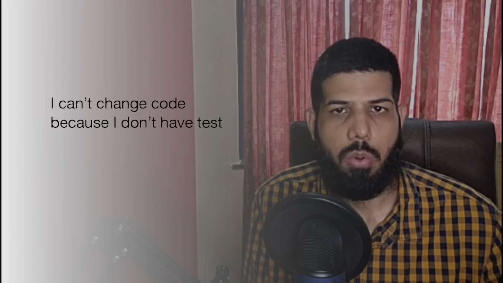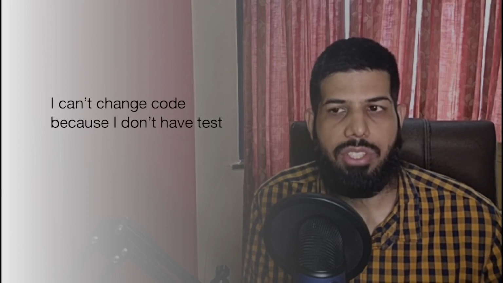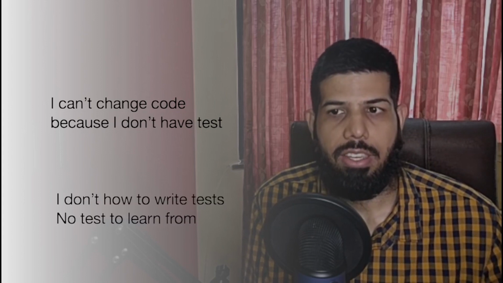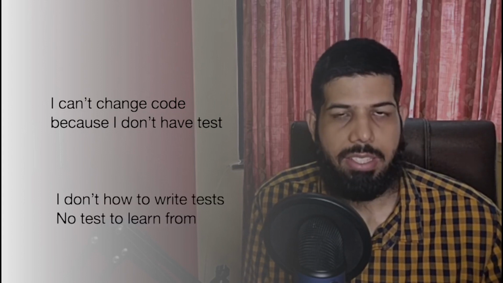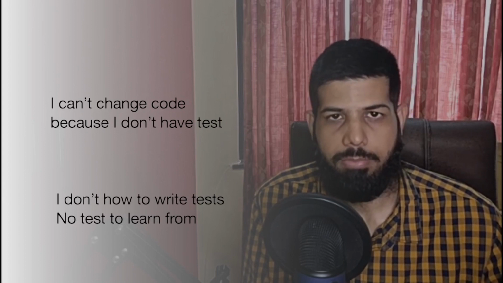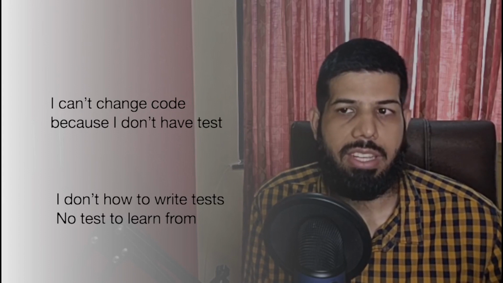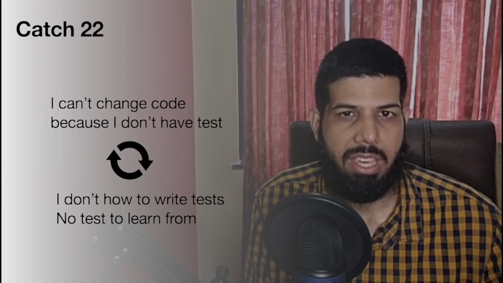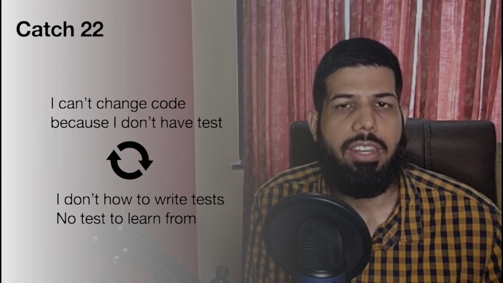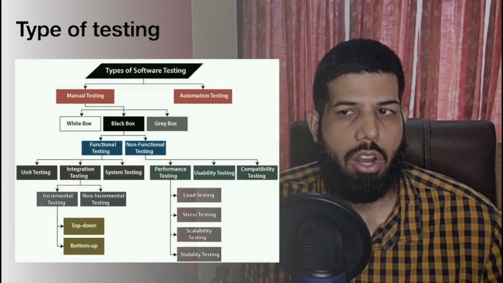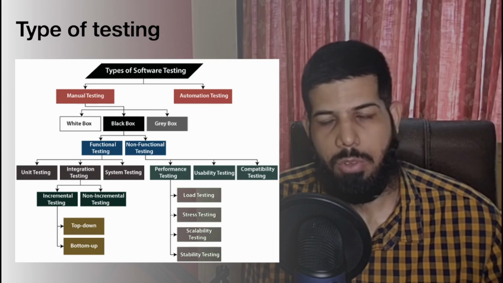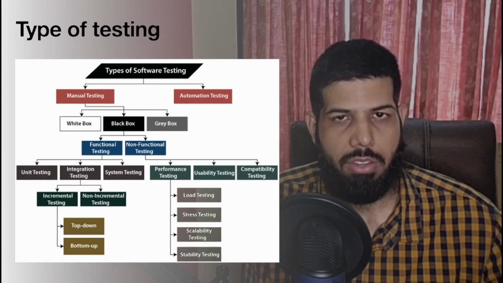In legacy code, you don't have any tests, so you can't change the code because you don't have a test for it, and you don't know how to write a test because there is no test to learn from. So it's basically a catch-22 situation, and we can solve this by many different methods. And if you try to write a test, there are a lot of types of testing out there, which will cause a lot of confusion for us.